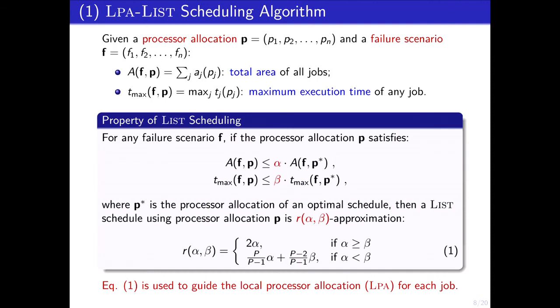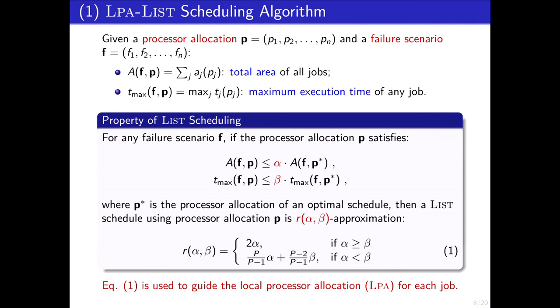One important property of the list scheduling algorithm is that if the total area of all jobs under a processor allocation can be bounded in terms of the optimal total area, or a lower bound, say by a factor of alpha, and if the maximum execution time of any job can be bounded against a lower bound, say by a factor of beta, then a list schedule is guaranteed to have an approximation ratio R, where R is a function of alpha and beta as given in equation 1 here. This equation can then be used to guide the processor allocation policy made by the LPA algorithm, in the sense that it can simply minimize this ratio for each individual job separately.